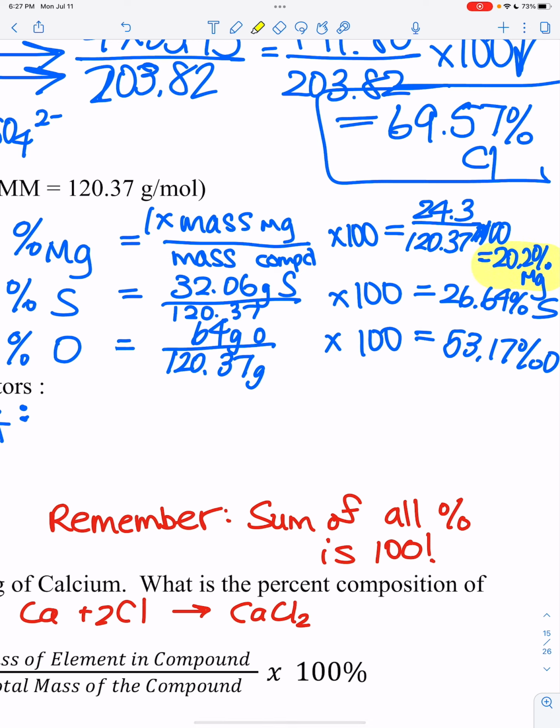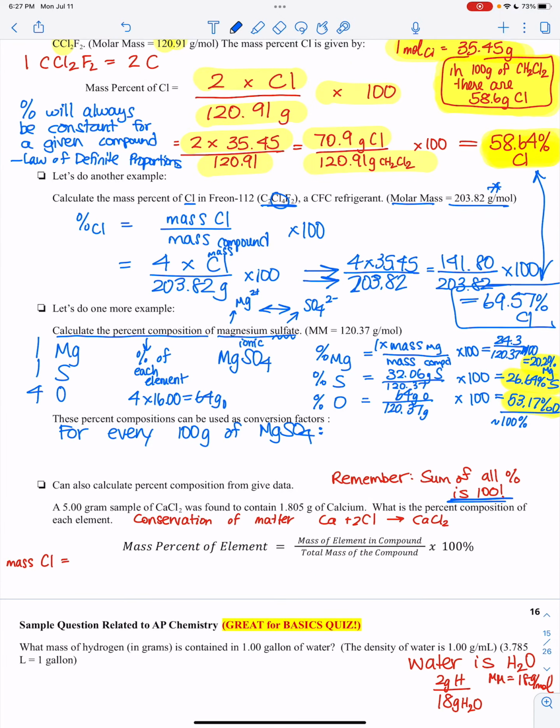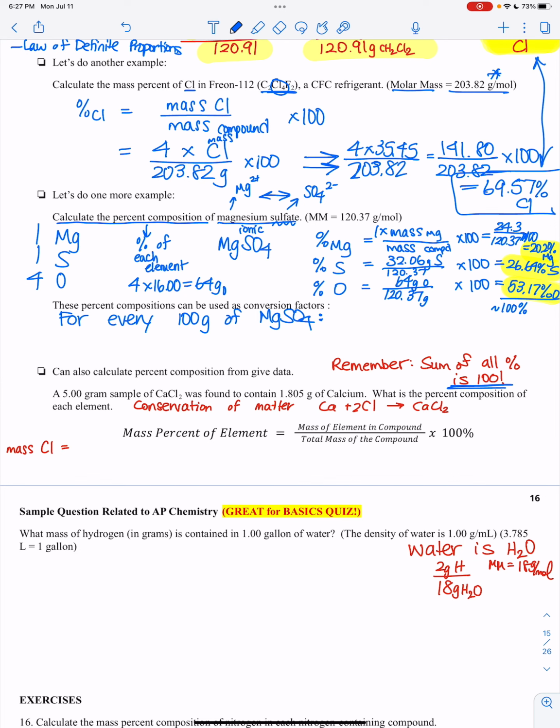I got 20.2% magnesium, 26.64% sulfur, 53.17% oxygen. And guess what? What do all 3 of these add up to? 53.17 plus 26.64 plus 20.20. You should get about 100%. The sum of all of the percentages add up to 100%. Something that you might need to remember from a previous math class.